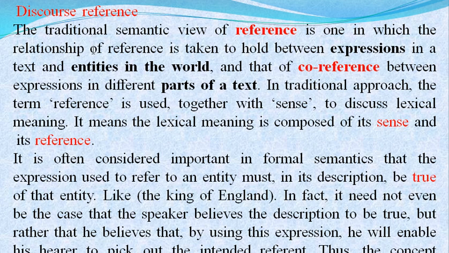The traditional semantic view of reference, as you know, is one in which the relationship of reference is taken to hold between expressions in a text and entities in the world. This is the traditional view. If I ask you about the term reference, maybe you say that it's a relationship between expressions in a text and entities in the world. We call this reference, and that of co-reference between expressions in different parts of a text.